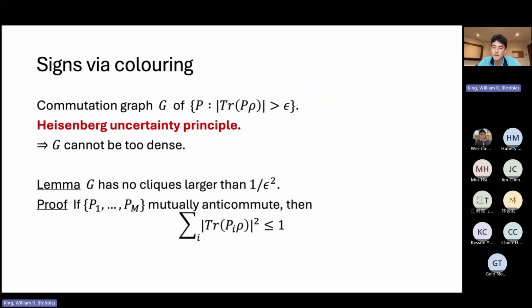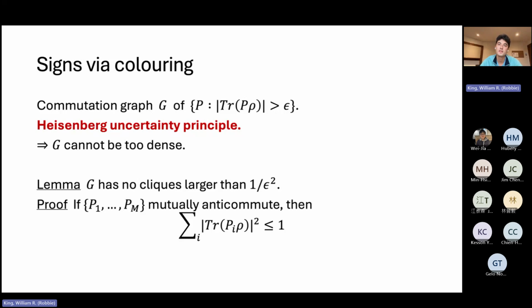Okay, so why should this guarantee a good coloring? Well, the intuition comes from Heisenberg's uncertainty principle. The insight is that this graph of Paulis that are simultaneously large on a quantum state cannot be too anti-commuting. It cannot have too many edges. The reason is that if they were anti-commuting, then Heisenberg's uncertainty principle would forbid all of these Paulis from being simultaneously large on a quantum state. For example, I cannot be simultaneously in the eigenbasis of anti-commuting operators.